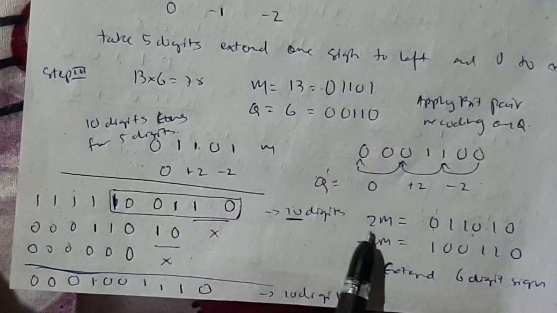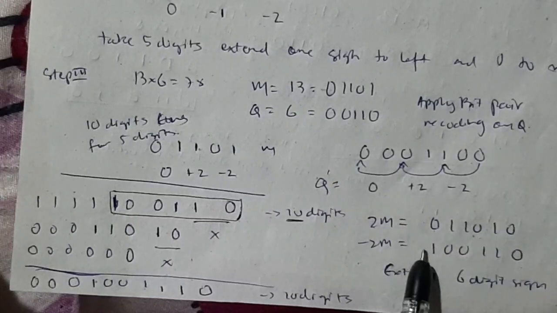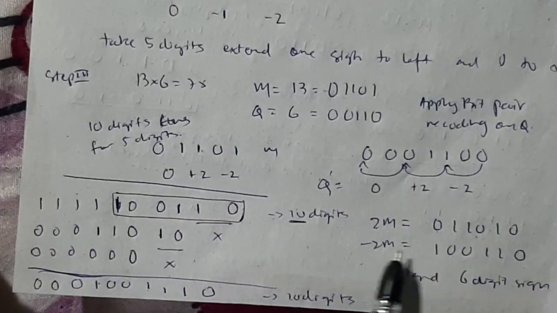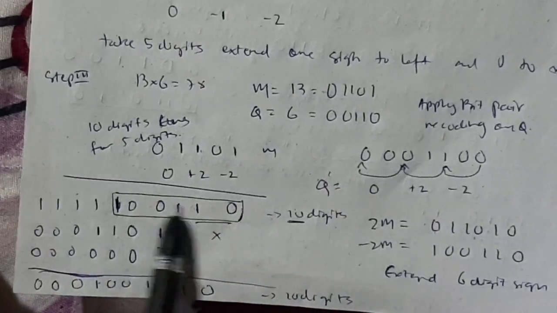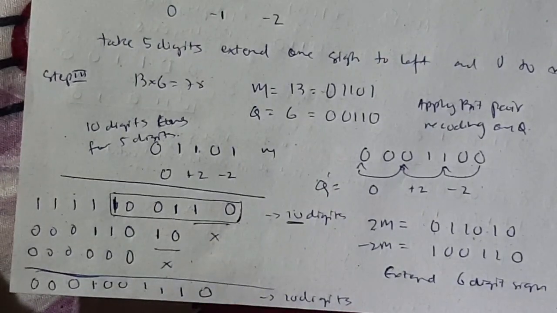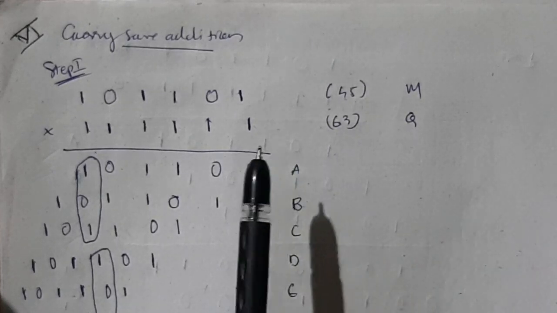Okay, see, 2m is 0 1 1 0 1 0. This is the binary equivalent of 26 and the binary equivalent of minus 26. So respectively, when you have minus 2 here, when you multiply in the first step, you will write this minus 26 here.